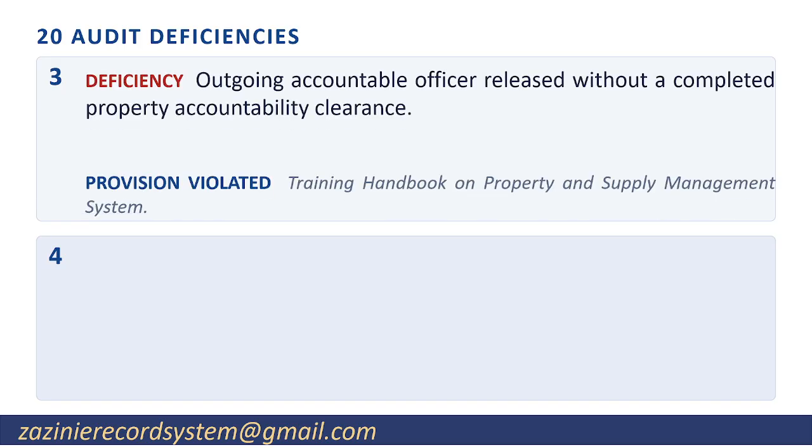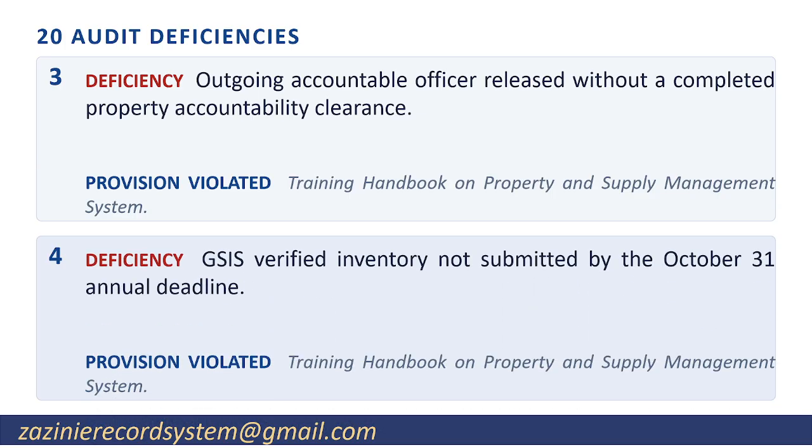20 audit deficiencies. Number 3. Deficiency. Outgoing accountable officer released without a completed property accountability clearance. Number 4. Deficiency. GSI's verified inventory not submitted by the October 31st annual deadline. Next slide.